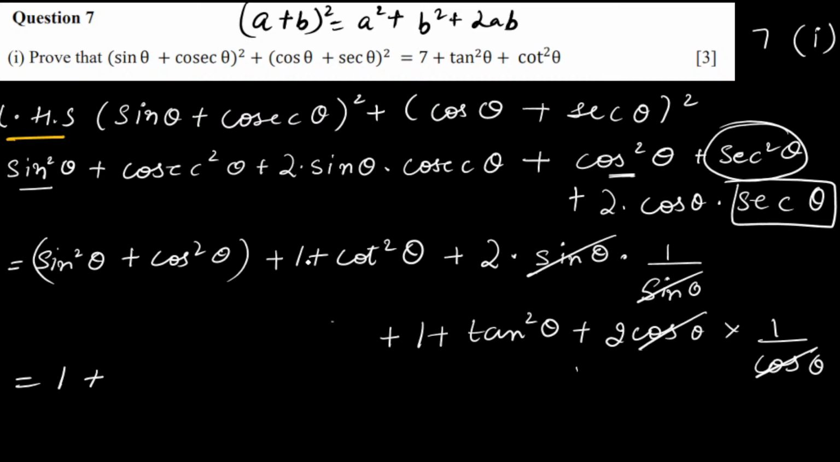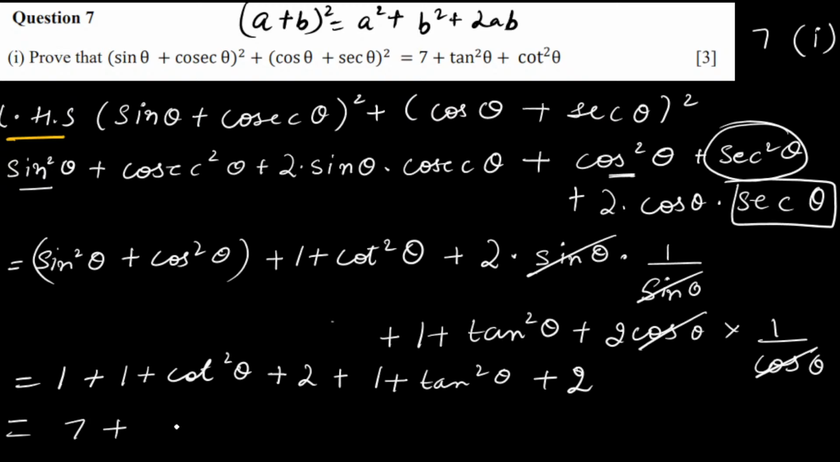So 1 plus cot square theta as it is, plus 2, since 2 into 1 is 2. Then 1 plus tan square theta as it is, plus 2, since 2 into 1 is 2. We can add all the like terms: 1 plus 1 is 2, 2 plus 2 is 4, then 5, 6, 7. So 7 plus cot square plus tan square, I can just rearrange them: 7 plus tan square theta plus cot square theta.